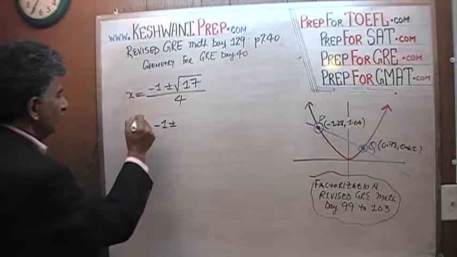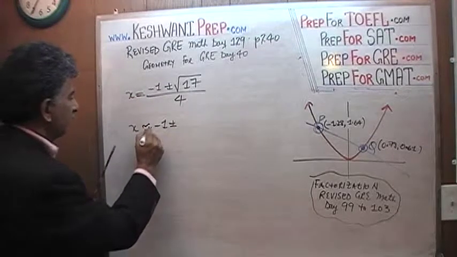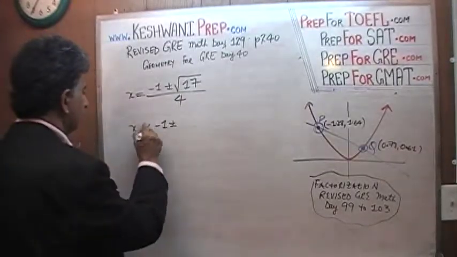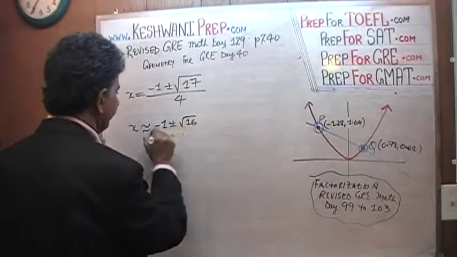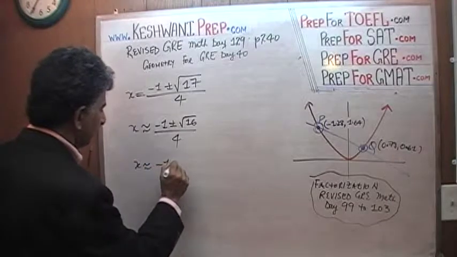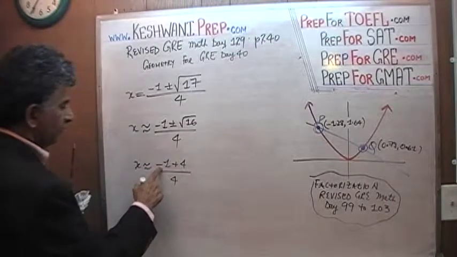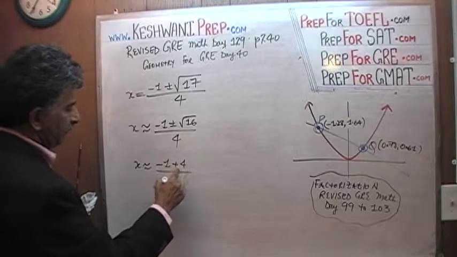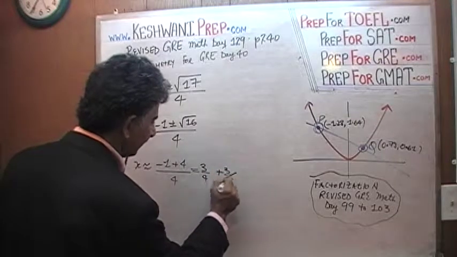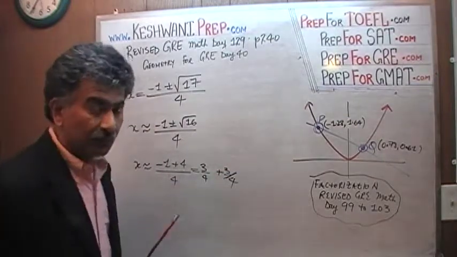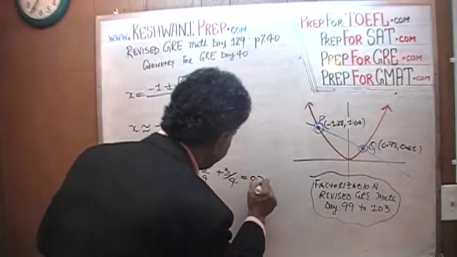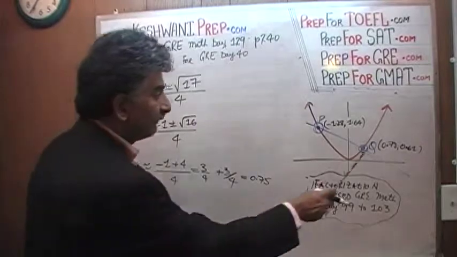You see here it says equal to, and here it says approximately equal to, because I'm going to pretend that it is 16. X is approximately equal to negative 1 plus 4 over 4. Negative 1 plus a positive 4 is 3. So it's 3/4, positive 3/4 approximately, which we know is not true. In reality, it's not 3/4, which is 0.75. The exact answer is 0.78.